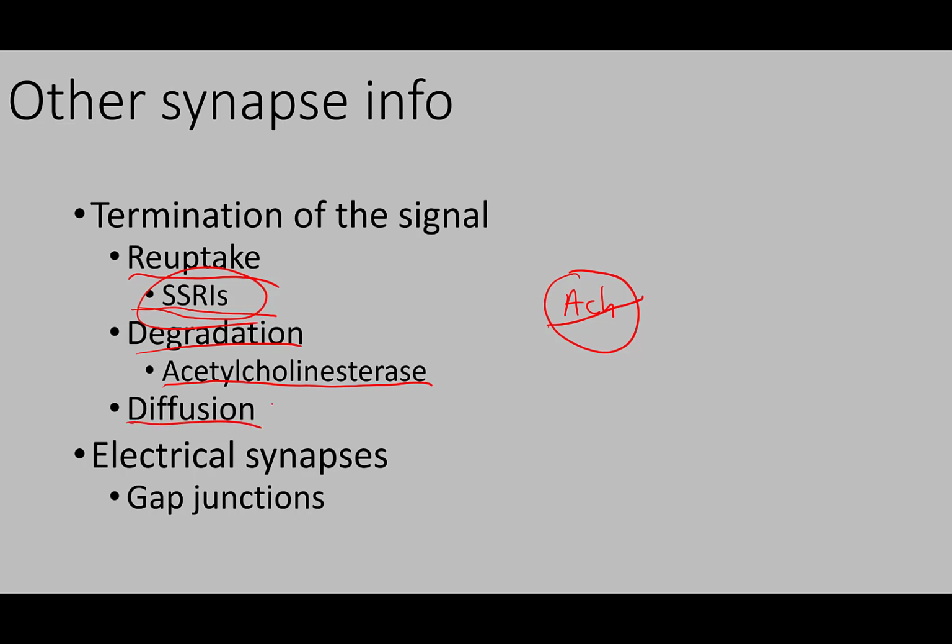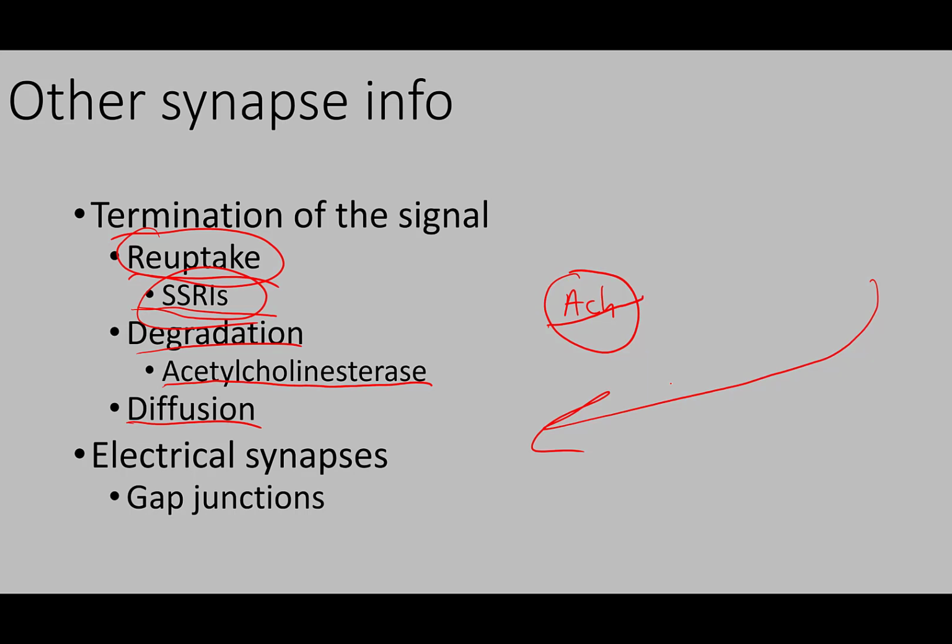Another option is just diffusion. If the sending neuron stops exocytosing its neurotransmitter, eventually we're not going to have a concentration gradient. And as we are pumping some of that back in, well, the concentration gradient will go in the other direction. So it will diffuse away from those ligand-gated channels. In all of those instances, and really all three of them are happening at the same time, the result is we stop the signal being sent.